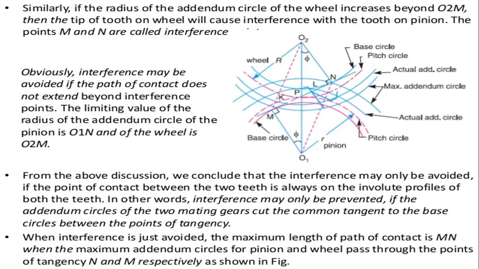Obviously, interference may be avoided if the path of contact does not extend beyond the interference points. The limiting value of the radius of the addendum circle of the pinion is O1N, and of the wheel is O2M. So we have seen the first limit as O1N, and next is O2M.